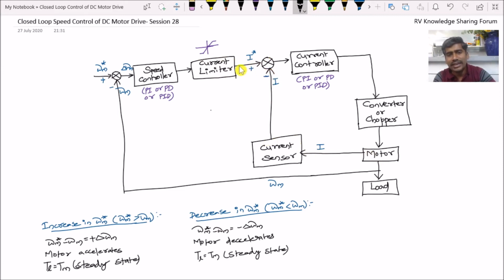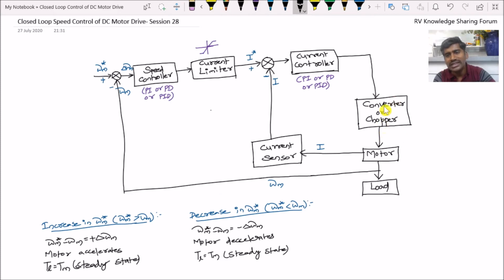Based on the input of this current limiter, the current error signal is processed through this current controller, which may be a PI controller or PD controller or PID controller. Based on the output of the current controller, the converter or the chopper is given a firing pulse through a firing circuit, which is not shown here.